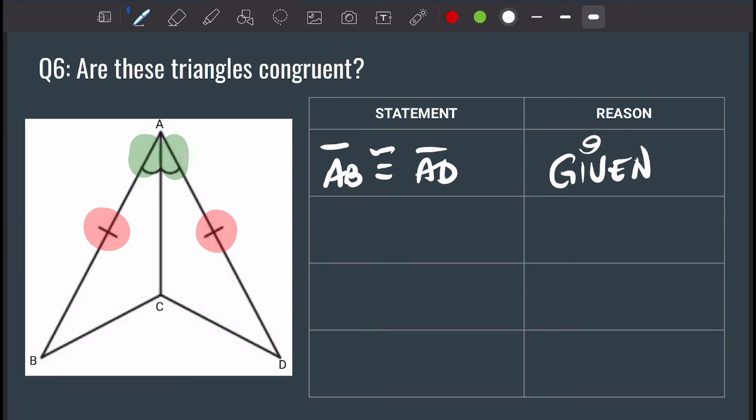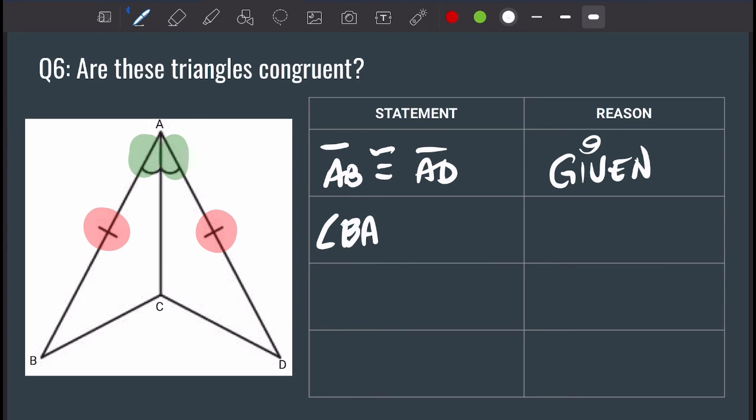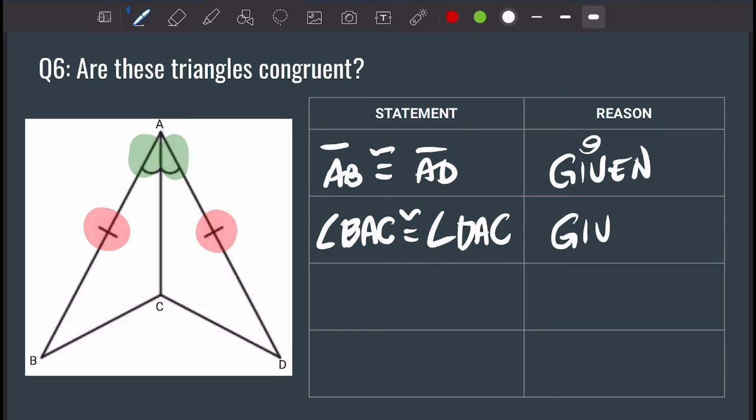Next, angle BAC. The middle letter is A because that's where the lines meet and the angle is made. Angle BAC is congruent to angle DAC. Again, why is A the middle? Because in this angle, that's where the lines meet. DAC, and the reason is given.